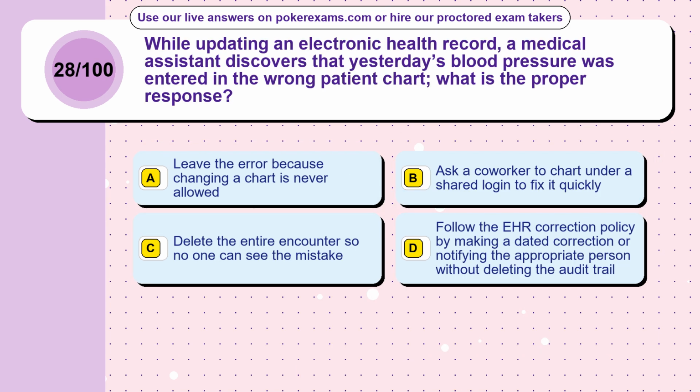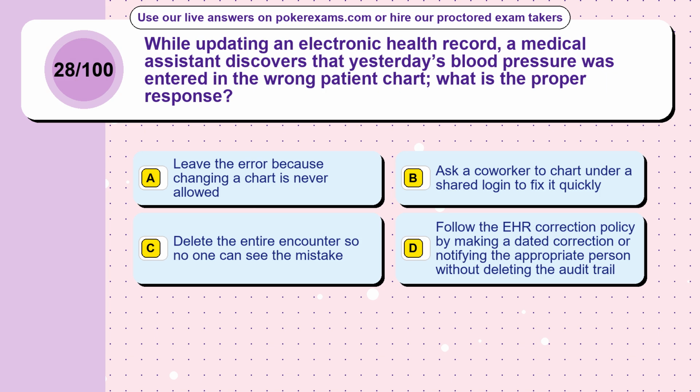Question 28. While updating an electronic health record, a medical assistant discovers that yesterday's blood pressure was entered in the wrong patient chart. What is the proper response? Option A. Leave the error because changing a chart is never allowed. Option B. Ask a coworker to chart under a shared login to fix it quickly. Option C. Delete the entire encounter so no one can see the mistake. Option D.